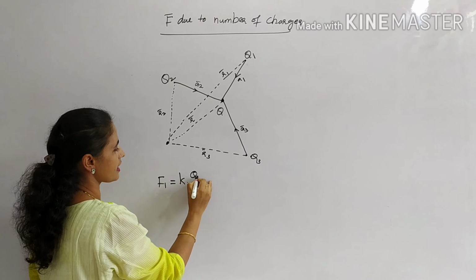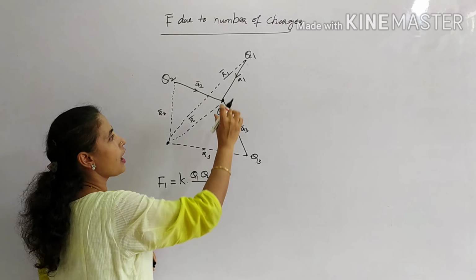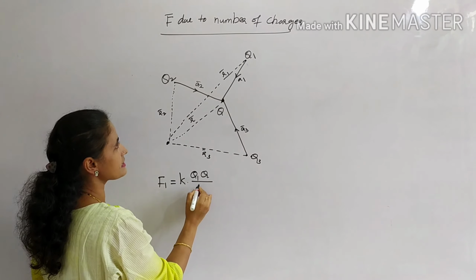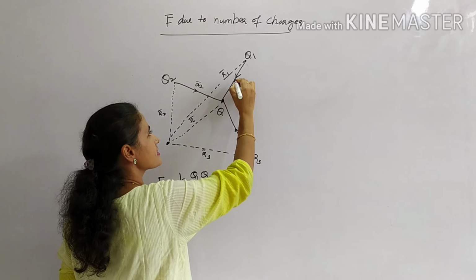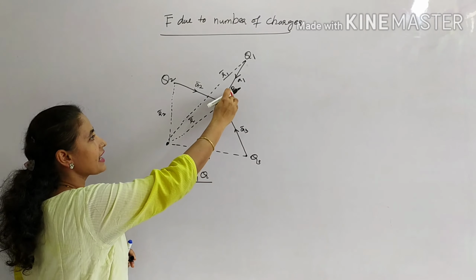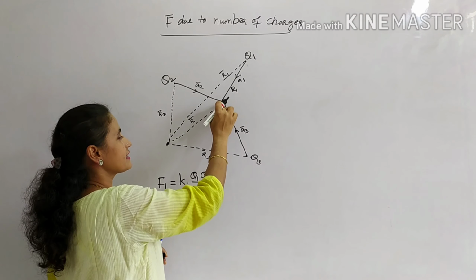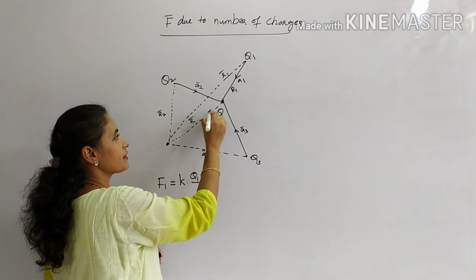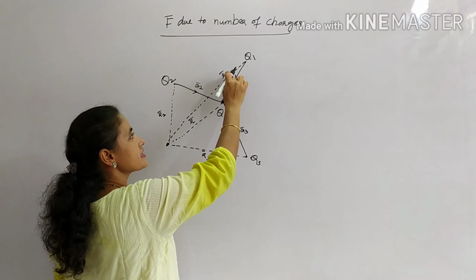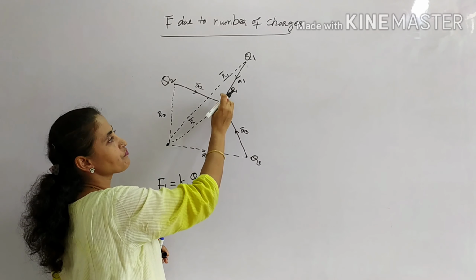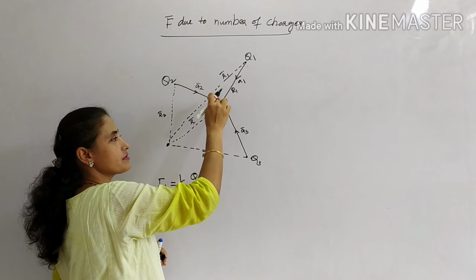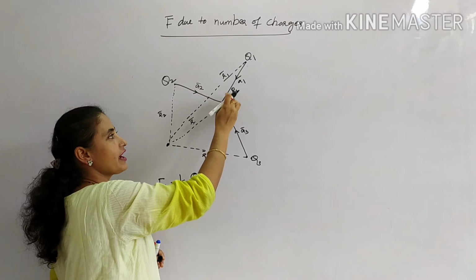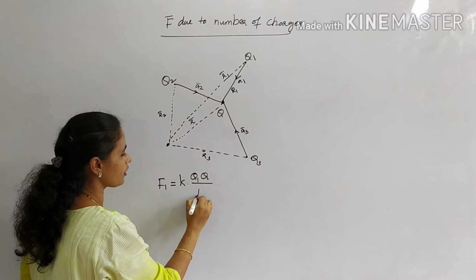What are those two charges? Q1 and Q, upon the distance. What is the distance? Let it be R1, a distance of R1 meters. What is R1? This point Q is at a distance of R meters from the origin, and Q1 is at a distance of R1 meters. Now this R1 is the distance from Q1 to Q, right? So how can we calculate the value of R1 bar?